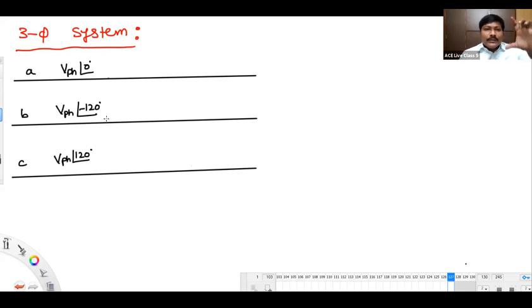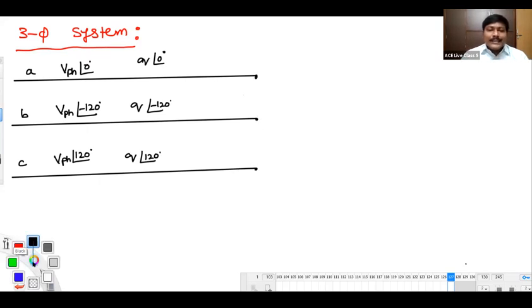Similar to these voltages, charges will be taken with the same angles. First charge, Q at an angle 0. Second charge, Q at an angle minus 120 degree. Third charge, Q at an angle plus 120. Charge and voltage are proportional always. Okay, next thing. Ground effect is neglected in these calculations.